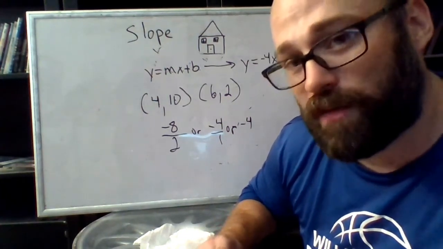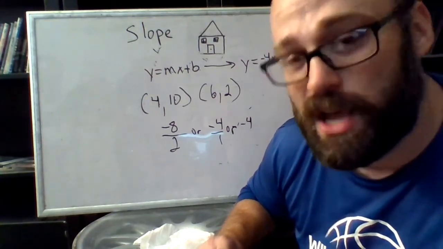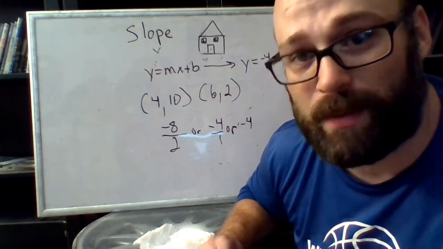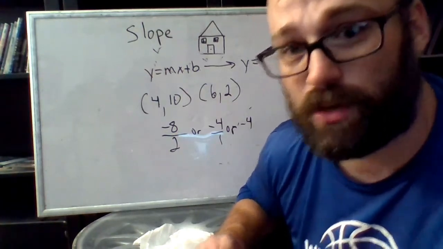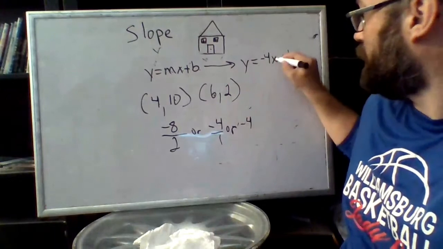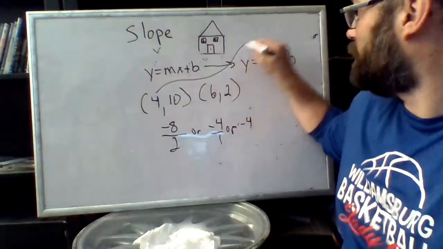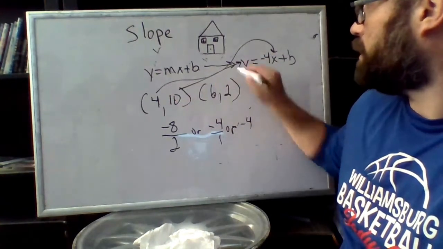You can only solve for one variable at a time. Just like in science class, you can only solve for one variable in an experiment. You can only solve for one variable at a time in a mathematical equation as well. So we're going to plug in one of these points in here. I'm going to plug in 4 for my x, 10 for my y.